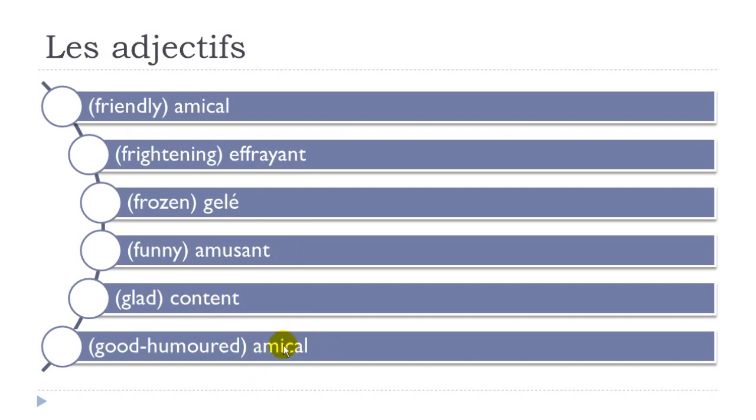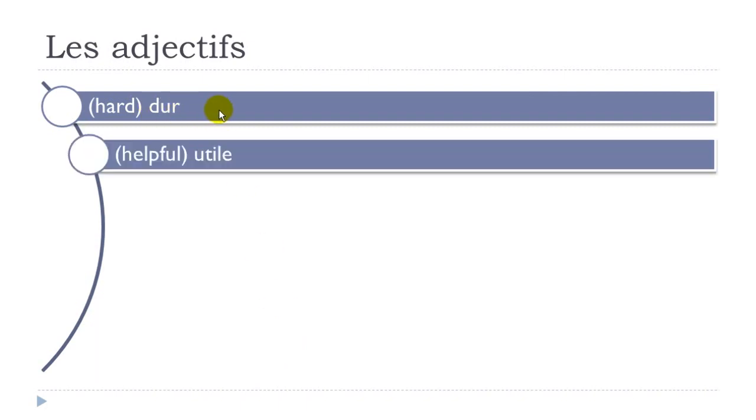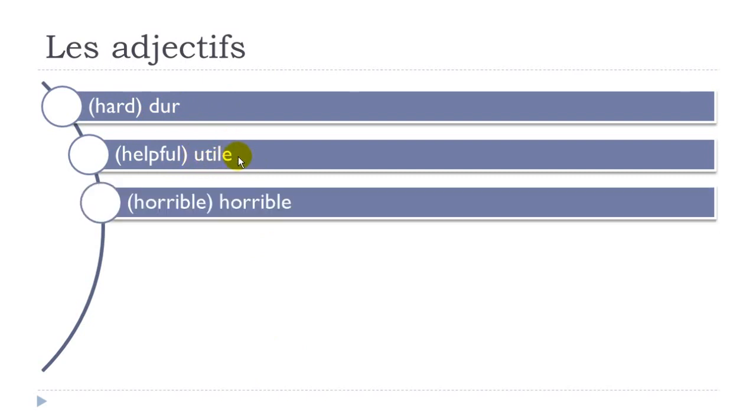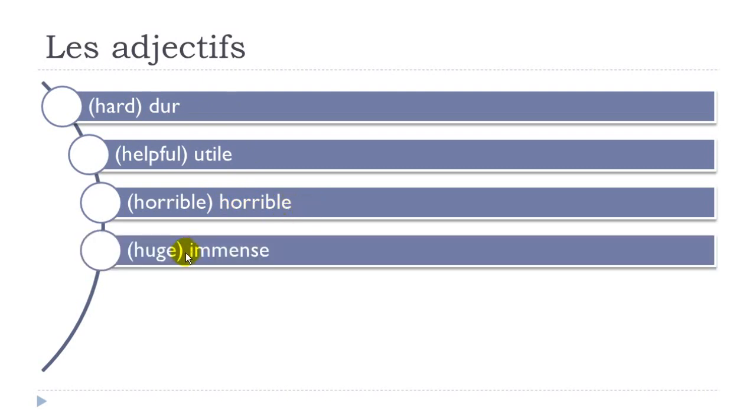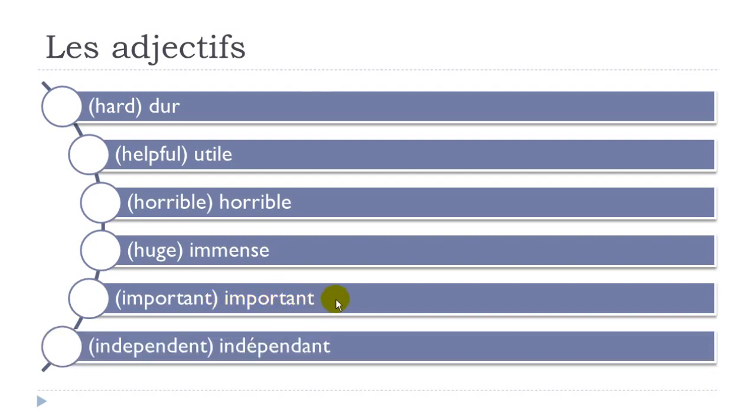Amical. Dur. Utile. Final E not pronounced, so utile. Horrible. Okay, remember we don't pronounce H here. Immense. Final E not pronounced. Important. So final T not pronounced. And then remember, you've got this EM, and after that it's a consonant, so it is here nasal. Important.